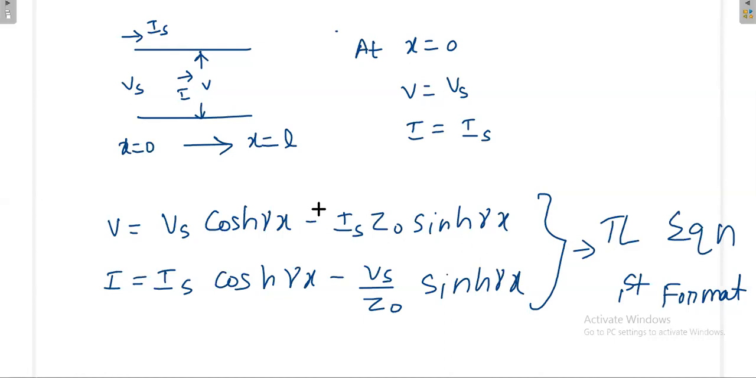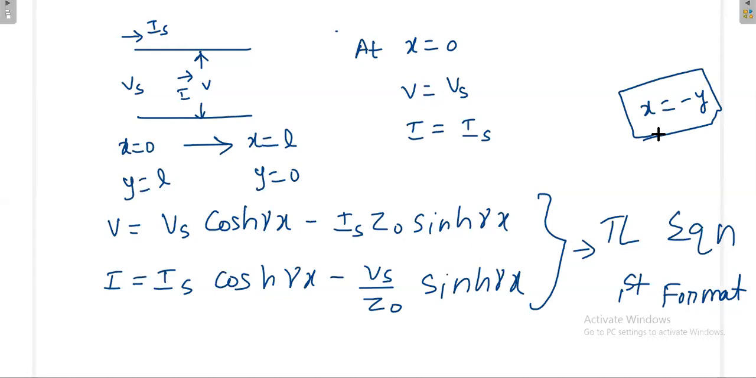And what is the relation between x and y? Say if x is equal to 0 here, then this is y is equal to L. But if you observe carefully, x and y are in an opposite way. So x can be replaced by minus y, or y can be replaced by minus x. Its direction is really different.